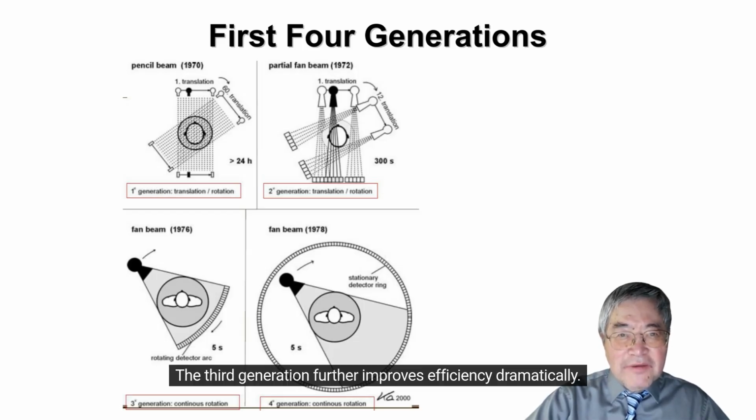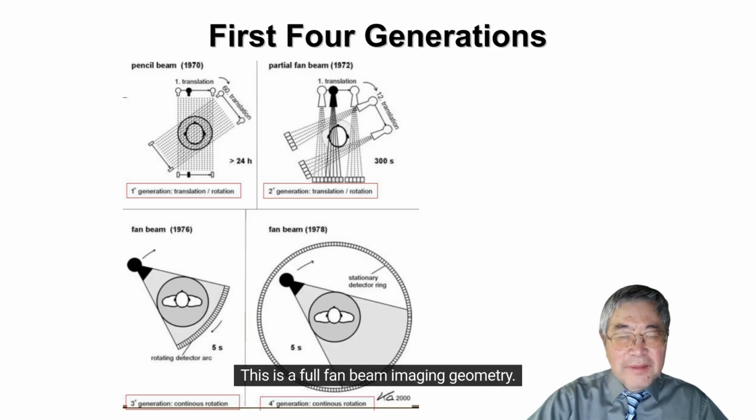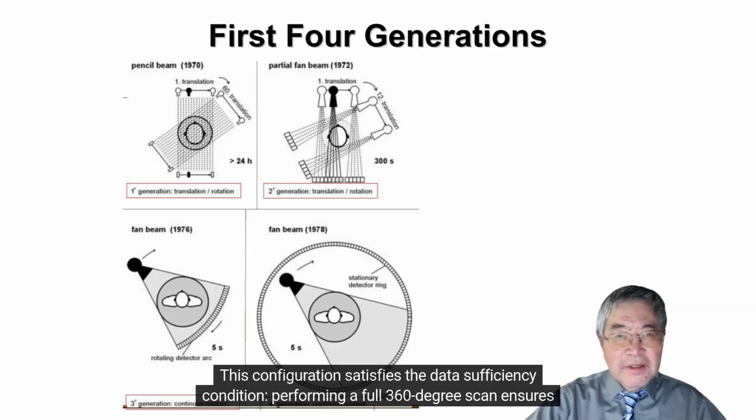The third generation further improves efficiency dramatically. Instead of a few detector elements, you have hundreds or thousands along a linear or arc-shaped wide detector array. This is a full fan beam imaging geometry. The detector array continuously rotates to collect data. This configuration satisfies the data sufficiency condition.